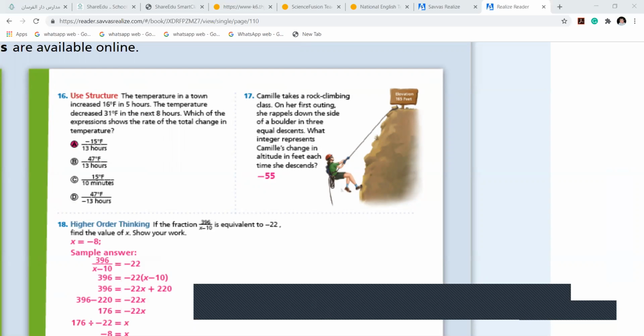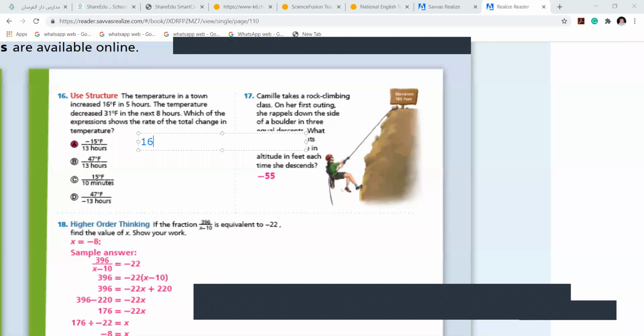Do it and tell me, 16 minus 31, what is the answer? 16 minus 31 is minus 15, girls. Why did I do 16 minus 31? Because first they told it is plus 16 because it was increasing. Then minus 31. So my answer is minus 15. And that I need to divide by 13 hours.